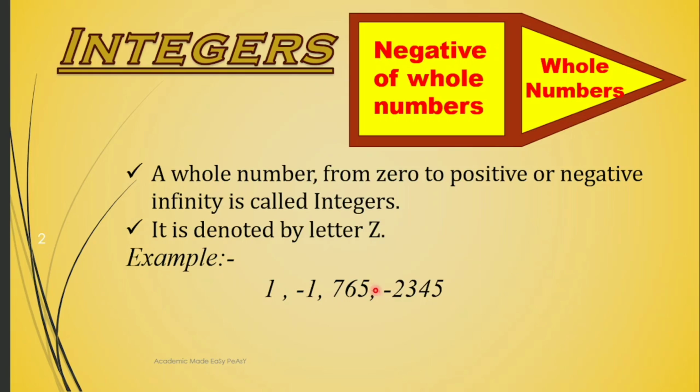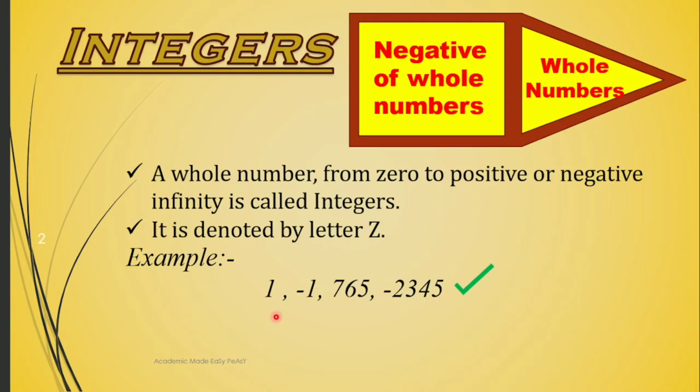Be it any whole number along with a positive or negative sign, we will call them integers only. And you have to underline the words whole number. Only whole numbers and their negatives will be called integers. Others will not be called integers, even if they have positive or negative signs. These are the correct examples of integers.